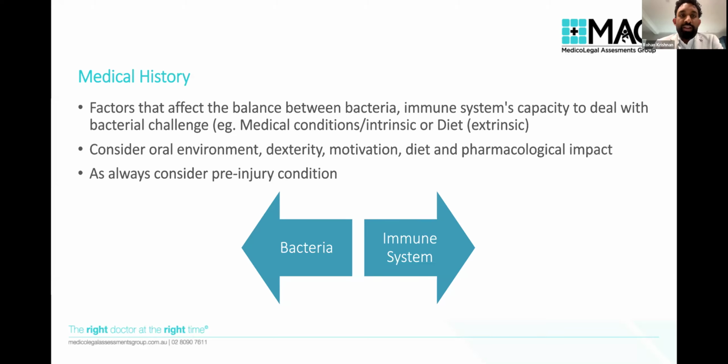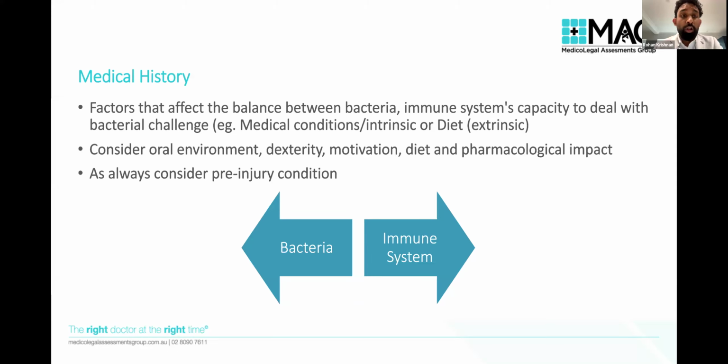So medical histories, the factors that affect the balance between bacteria and the immune system, and the immune system's capacity to deal with that bacterial challenge. That's the tug of war that we see. We've got the bacteria and then the immune system. And any factor that affects that balance due to an injury could be considered to be compensable, and it's a case-by-case discussion. So they're medical conditions which are intrinsic, or dietary, which would be considered extrinsic.